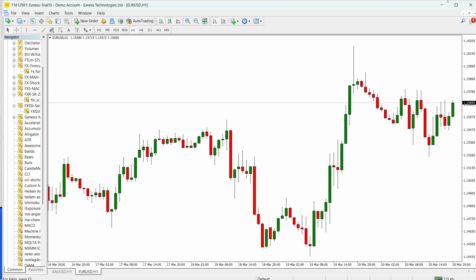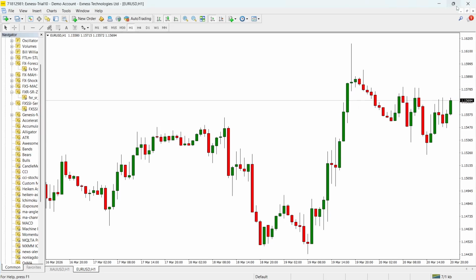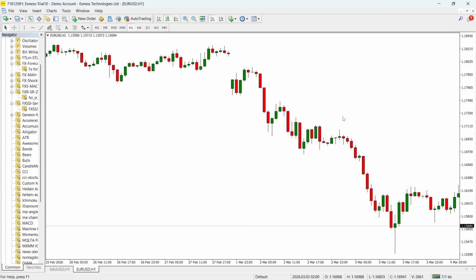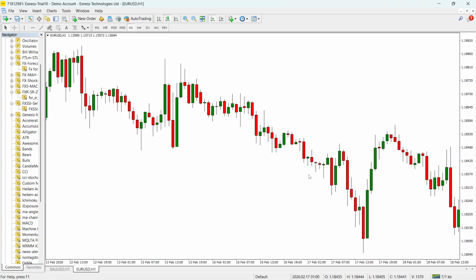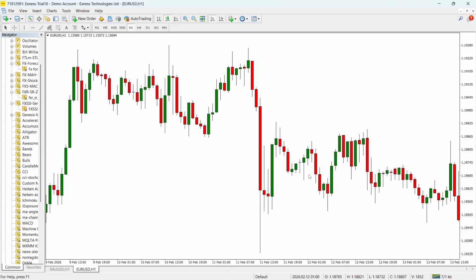Hello traders. In this video, we are going to be talking about the FTLM STLM indicator for MT4 and MT5. This trend-based oscillator combines fast trend line momentum (FTLM) and slow trend line momentum (STLM) to show both short-term and longer-term price momentum around the zero line.